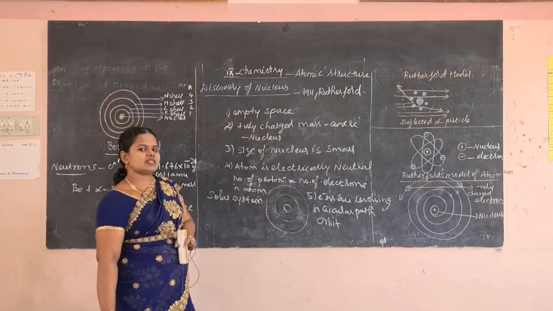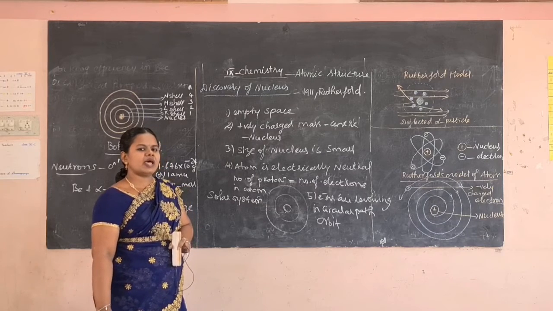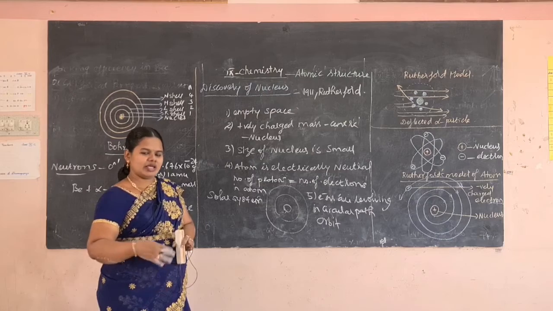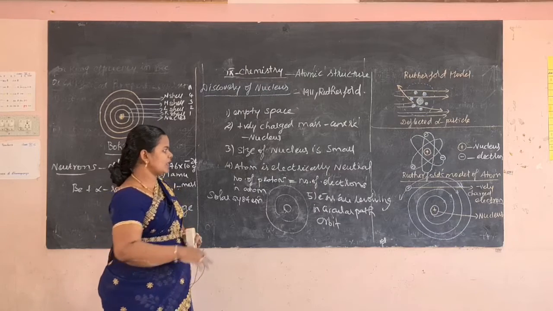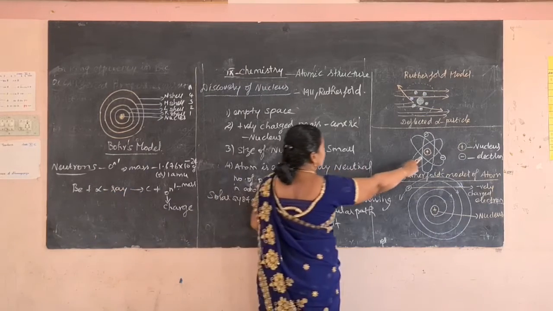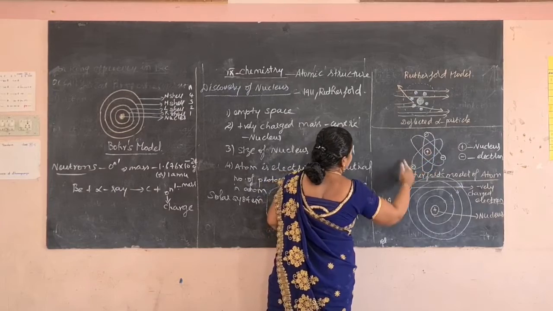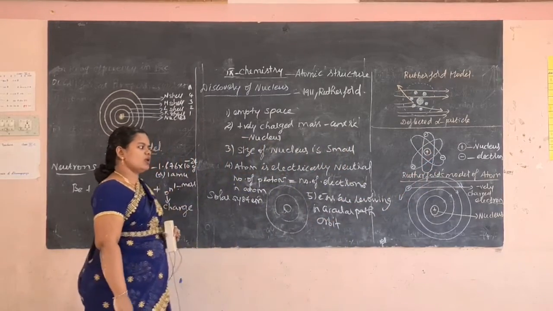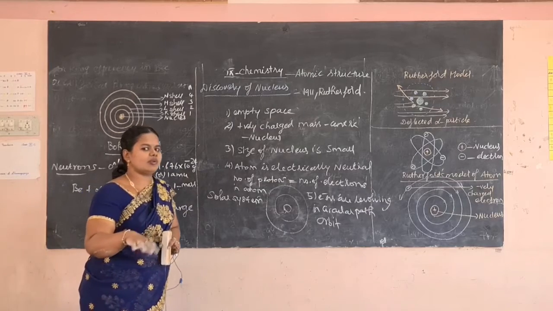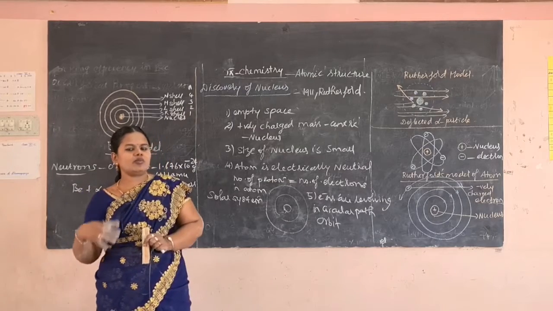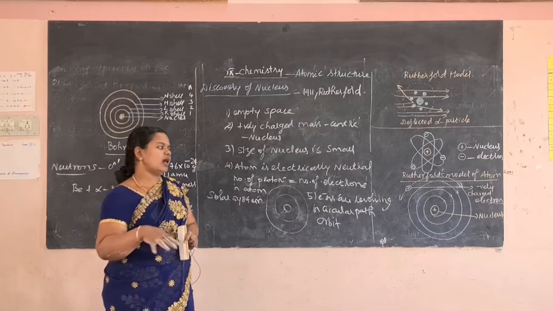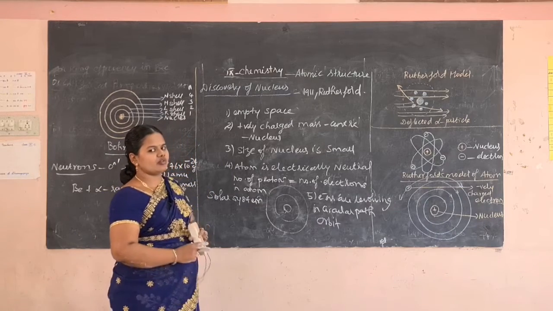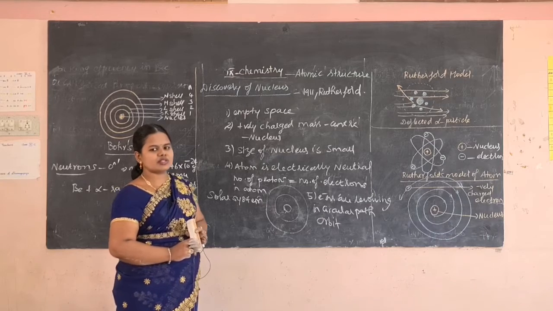In the solar system, the sun is at the center and the planets will be revolving around it. Likewise, here the nucleus is at the center and the electrons will be revolving around the nucleus. Just as planets revolve around the sun, here a positive mass, that is the nucleus, has electrons revolving around it, according to Rutherford. So this is Rutherford's atom model.